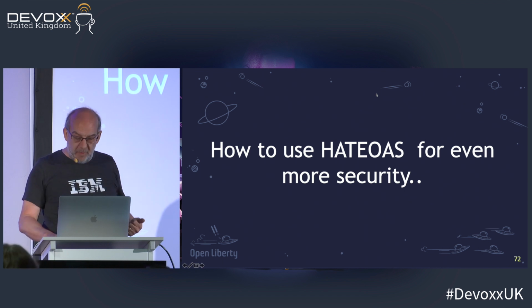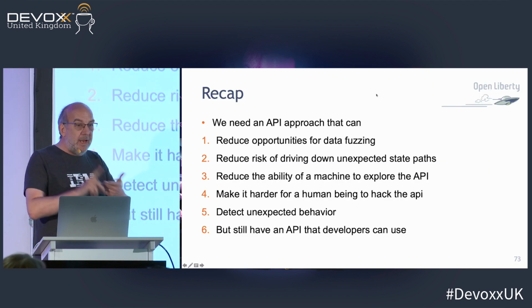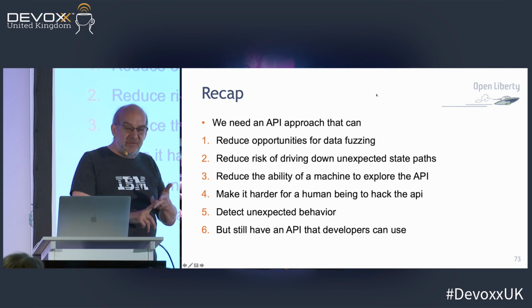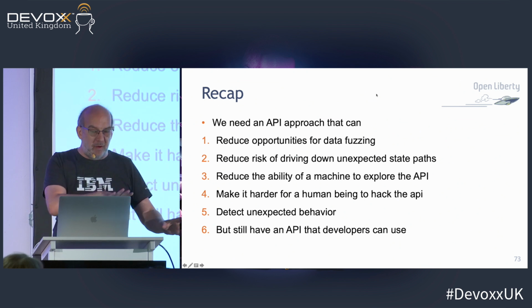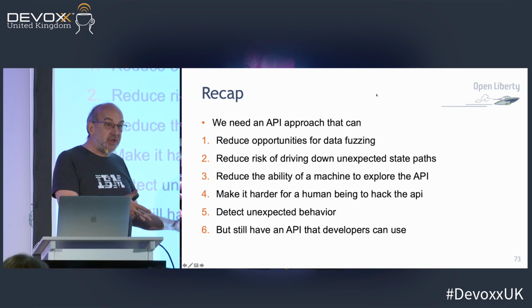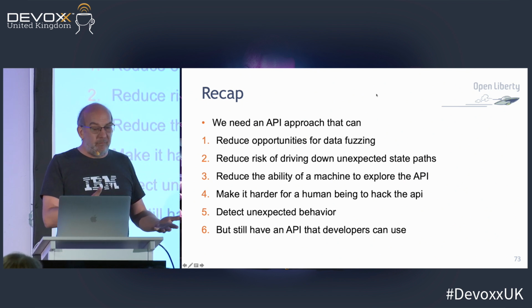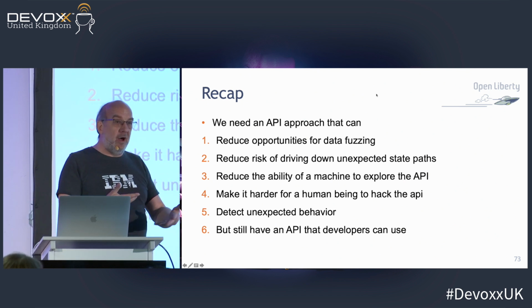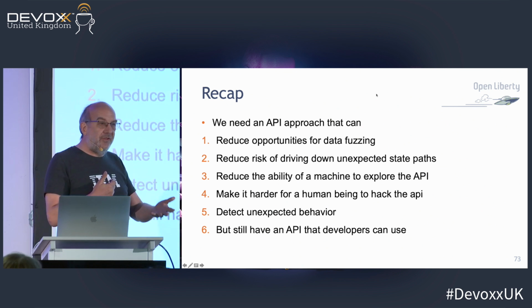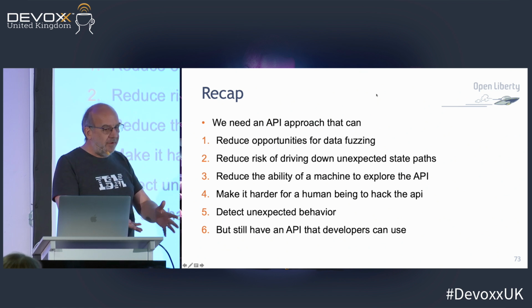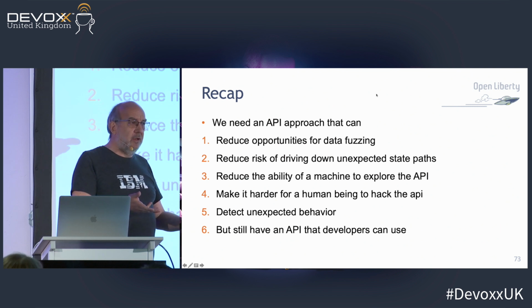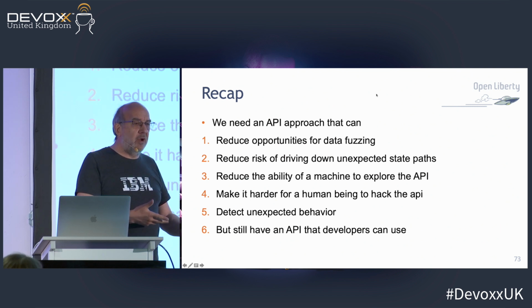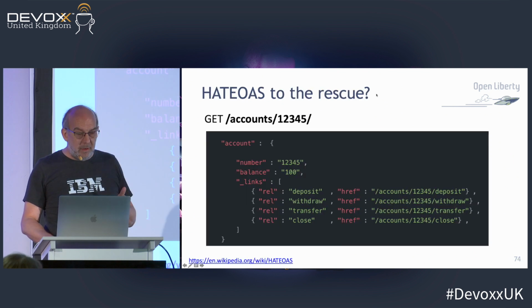Right, so HATEOAS. HATEOAS can help you. We need APIs that reduce the ability for data fuzzing, that reduce the ability to drive you down different paths, and reduce the ability of the machines to probe your API programmatically. We want to make it harder for human beings to figure out what you were doing if they get involved. We want a system that would let you detect that weird things are happening. But also ultimately we still want a solution where, as developers, you've got an API that you can program to. So does HATEOAS help?